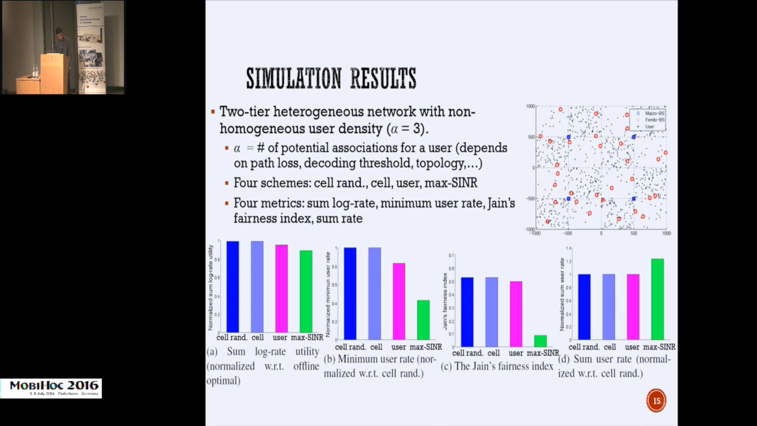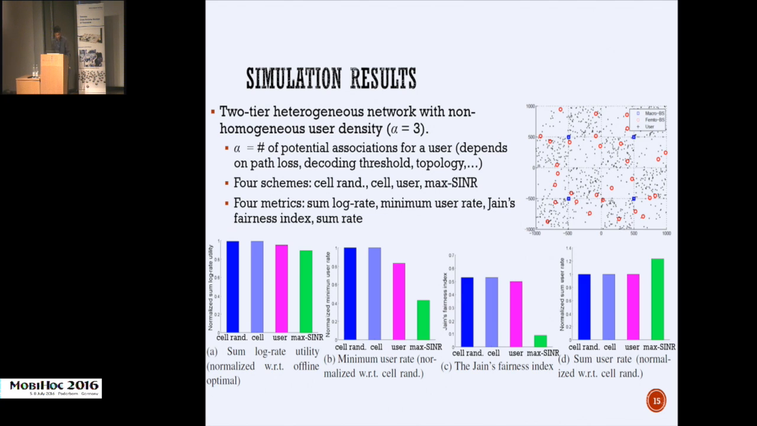Under this particular topology, we show that most realizations of this topology have alpha equals 3, meaning that a user can only be associated with at most 3 macro or femto base stations. We note that this particular value of alpha depends on the path loss topology and the decoding threshold.